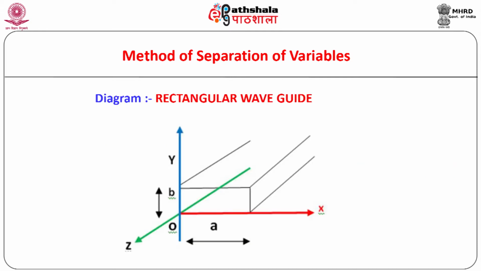Let us see how the solution of Helmholtz equation in rectangular coordinate system can be applied for propagation of electromagnetic waves in rectangular waveguides. Consider a rectangular waveguide of width a and height b with coordinate axis as shown. Consider an electromagnetic wave propagating through the waveguide in the positive direction of z axis.